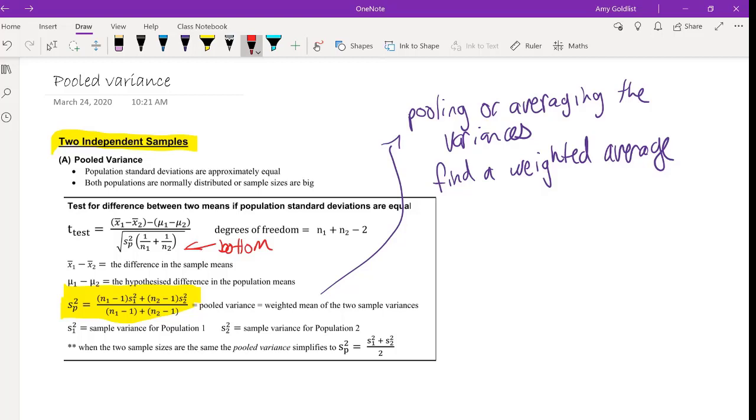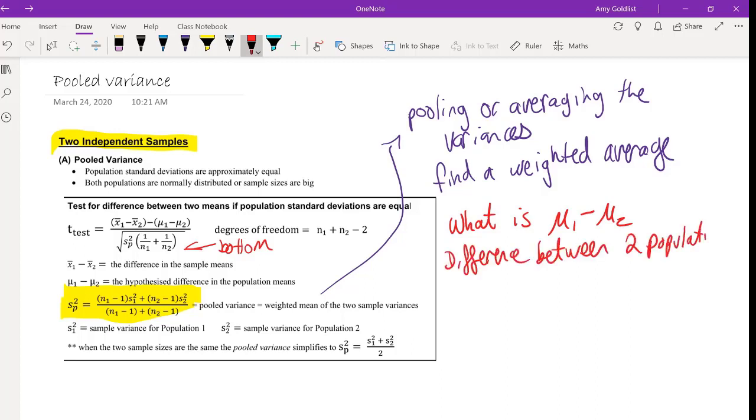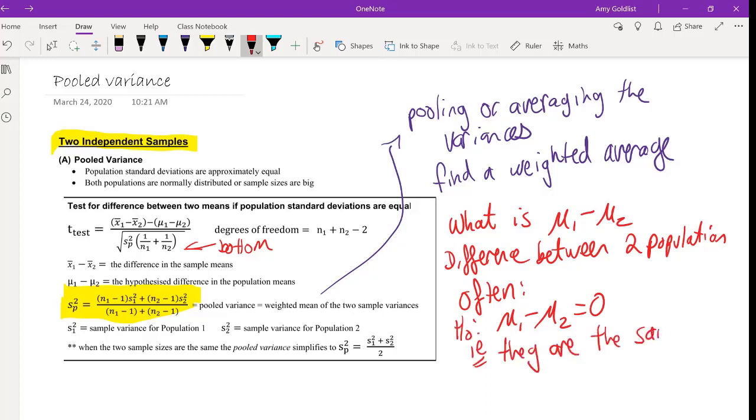Now we have a few differences though. We have both n's, that's the number in each population. On the top, we have the differences. So what is the difference between the two populations? We're looking for what that is, and often we're setting that to be 0. If the difference is 0, that means they're the same. So often our null hypothesis will be that they are the same. That makes our alternative hypothesis that they are different. The math works with any number there. It doesn't have to be 0.